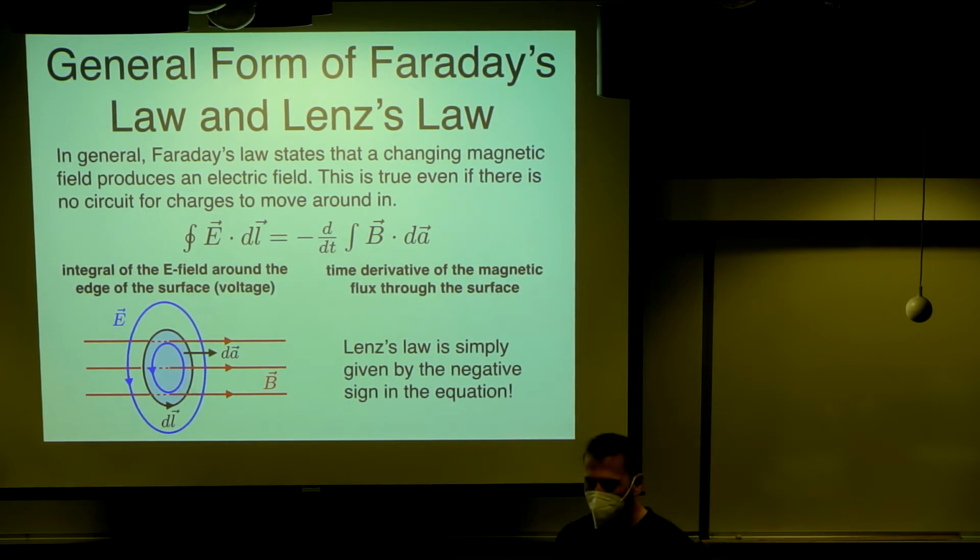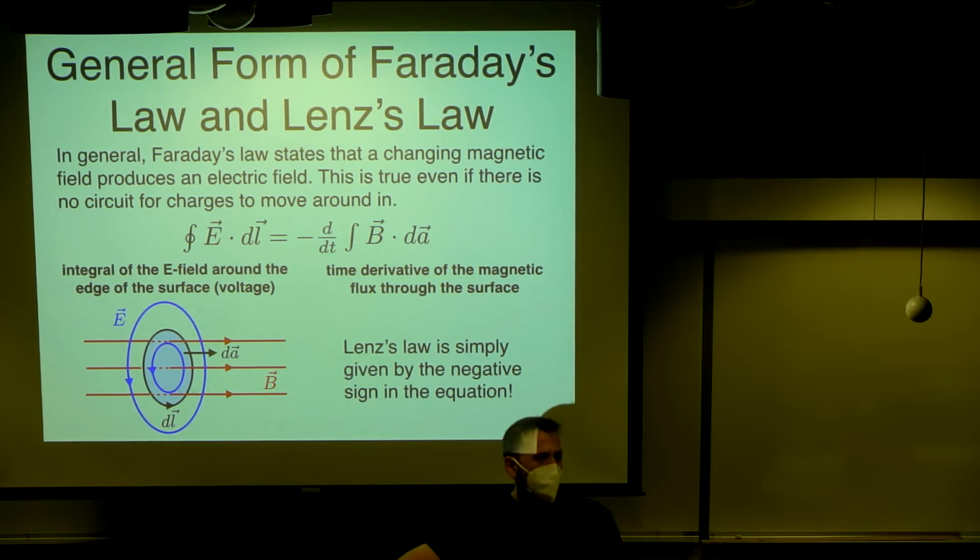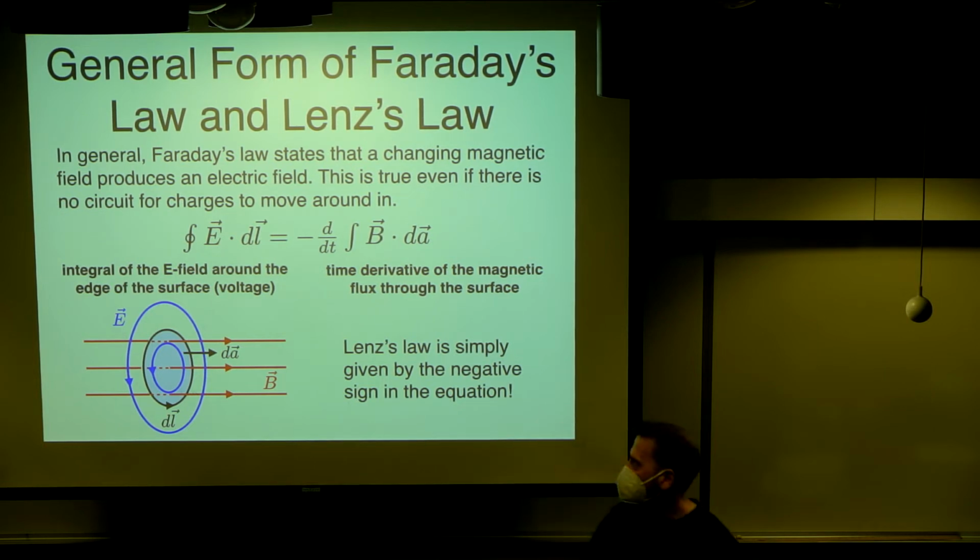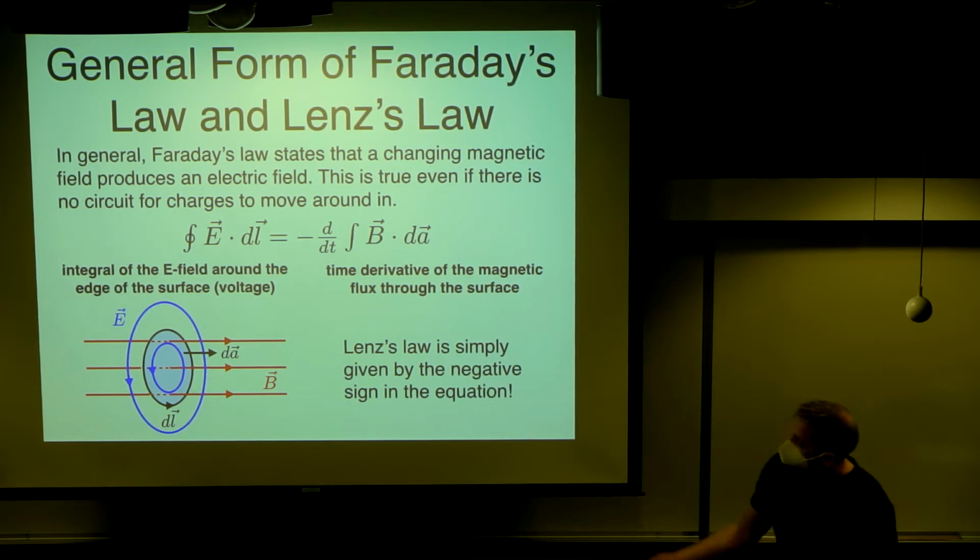Because all of the examples of induction that I've showed you so far involve some kind of coil of wire and changing the magnetic flux through that coil to induce some current to start flowing in that coil, right? In general, you don't need a coil of wire. There's nothing special about having a coil of wire present, right? This is a more general phenomenon. So in general, here's what Faraday's law really says.